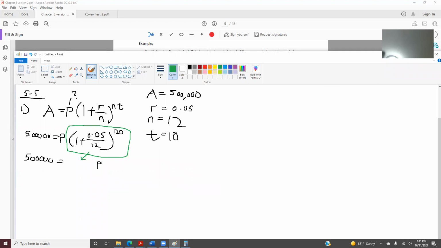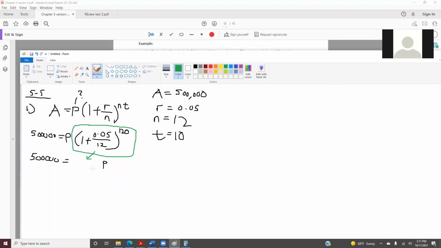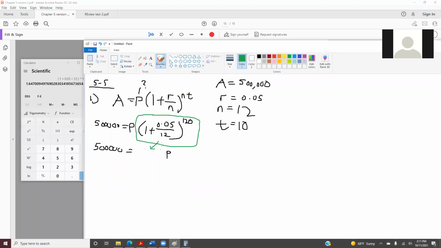Nukin, what you get for this? I got 303,580. No, the P. Okay, so I'm calculating this one first. You get 1.6. Yeah, I got 1.6. So on, so on, so on.